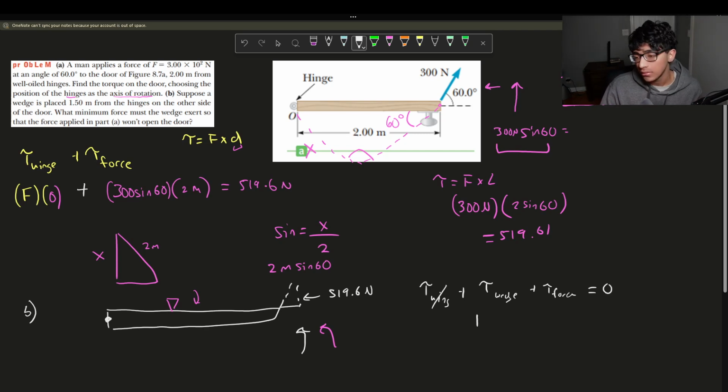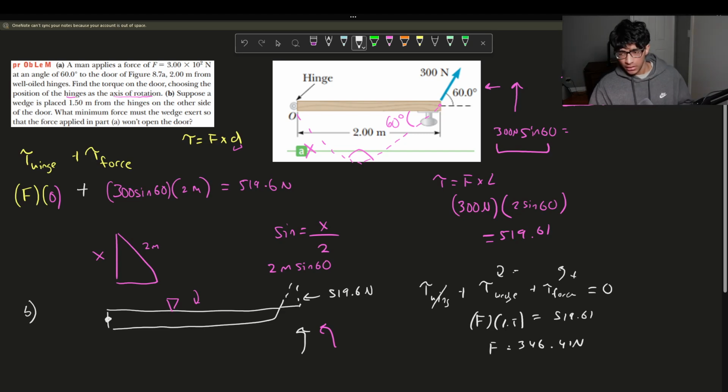You could set it up as force times the wedge distance. They said the wedge distance is 1.5, and we already know our force. If our wedge is going this way and we're going this way, one is positive, counterclockwise, and the other is negative. It doesn't really matter; you're going to set them equal to each other either way. So 519.6 times 2 sine of 60 divided by 1.5, and the force you get is 346.41 newtons. Yeah, that's the answer. So that's really it.